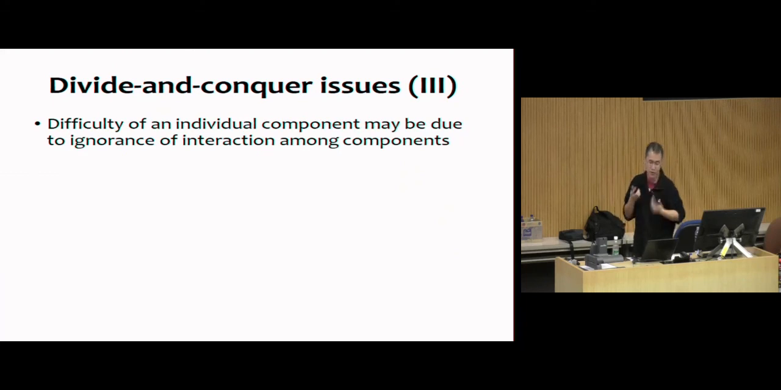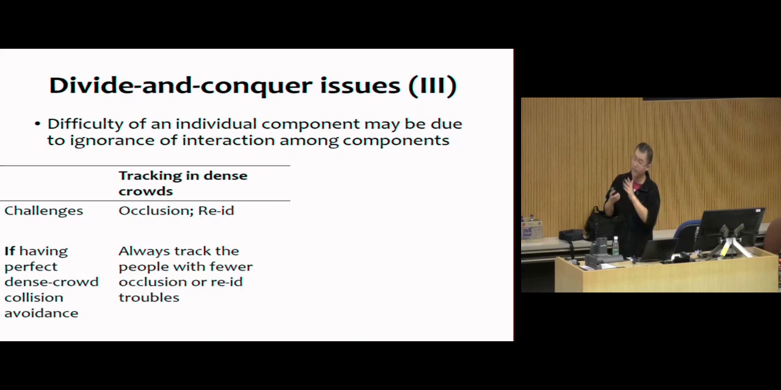The third limitation is that if we divide the system into many different components, we may ignore the interaction between different components. Here is another example. Suppose that we want to solve the tracking in dense crowd problem. There are many works in computer vision to solve this challenge.